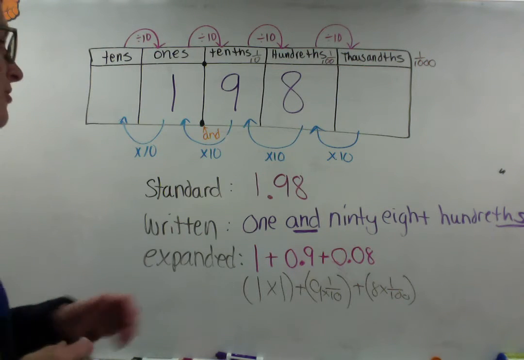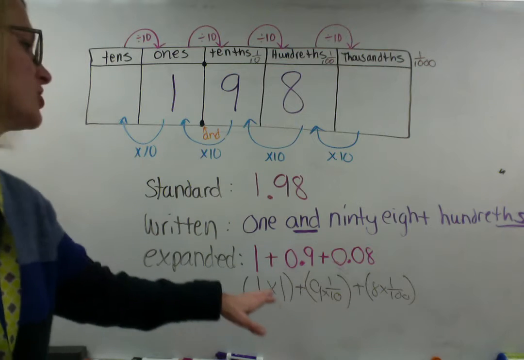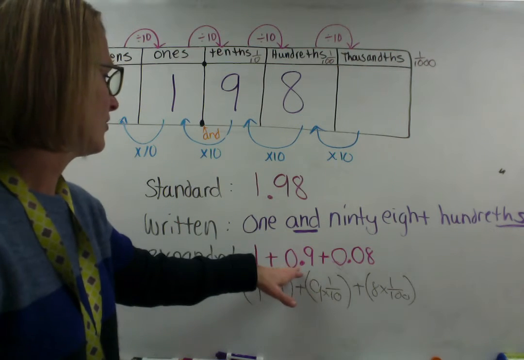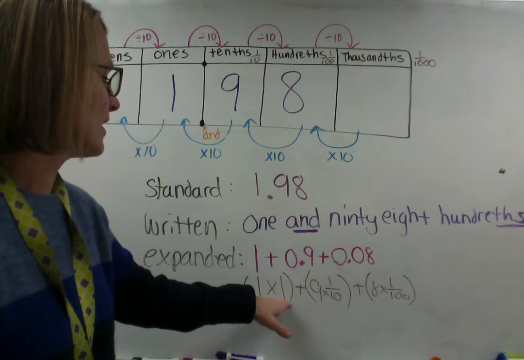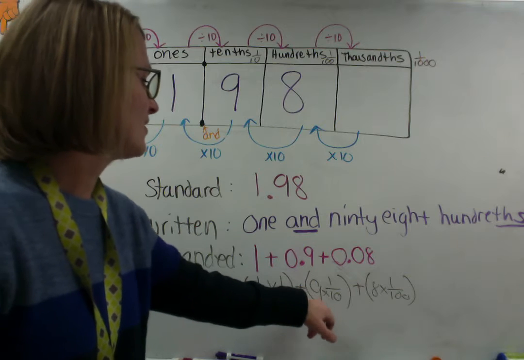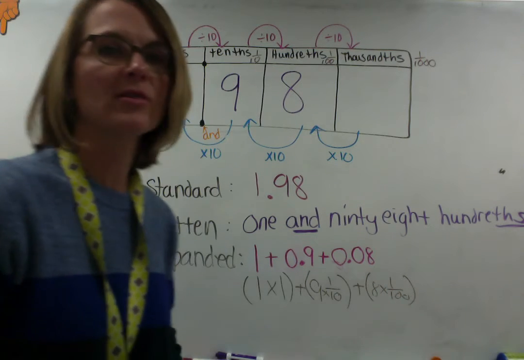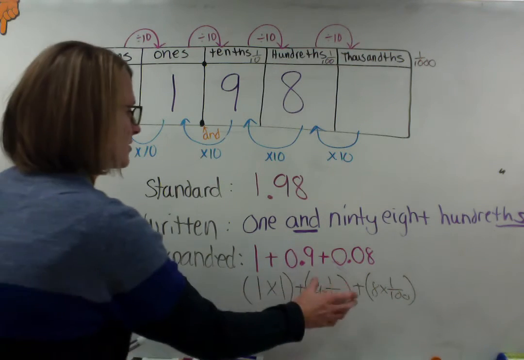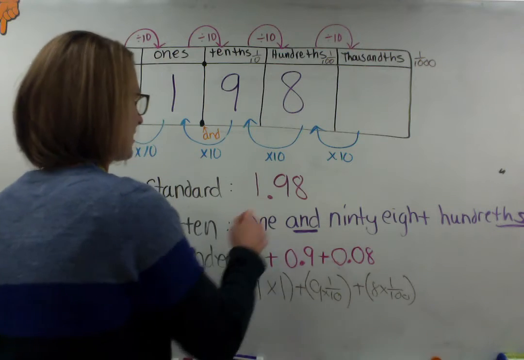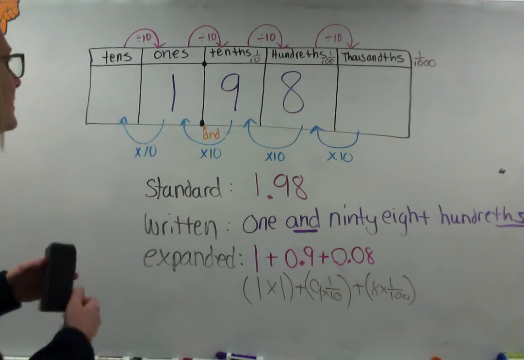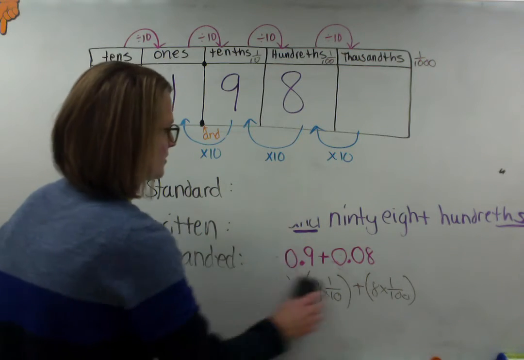So if you were writing your expanded form and you were writing the value of each number, you could write out the value this way, or you write it out this way. I have 1, I have 9 tenths, and I have 8 hundredths, okay? And this would be this, and then when you add it all together again, you get that. All right, let's try another number.